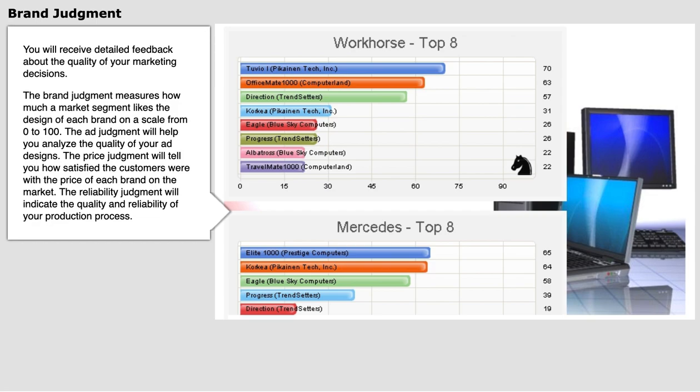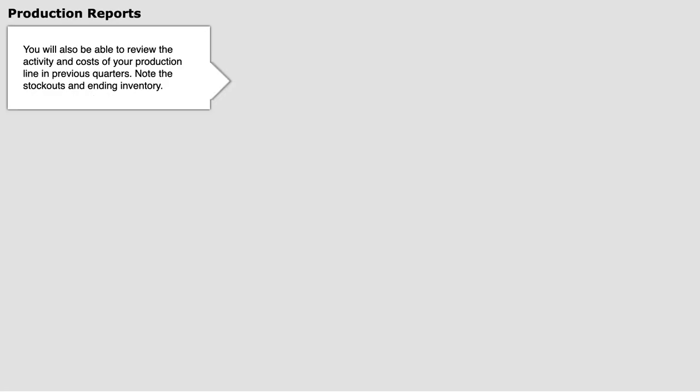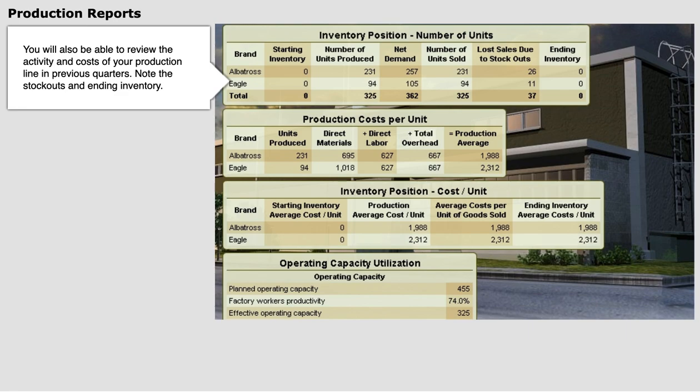You will receive detailed feedback about the quality of your marketing decisions. The brand judgment measures how much a market segment likes the design of each brand on a scale from 0 to 100. The ad judgment will help you analyze the quality of your ad designs. The price judgment will tell you how satisfied the customers were with the price of each brand on the market. The reliability judgment will indicate the quality and reliability of your production process. You will also be able to review the activity and costs of your production line in the previous quarter. Note the stockouts and ending inventory.